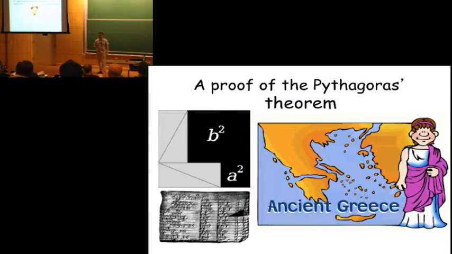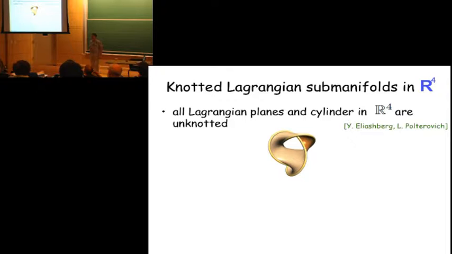I'll start with a very different problem coming from symplectic geometry. And let's talk about symplectic geometry of four manifolds. We'll be studying two-dimensional surfaces in a four-dimensional space. And we'll ask the following question. When can a two-dimensional surface be knotted? When can you have non-trivial knottedness?